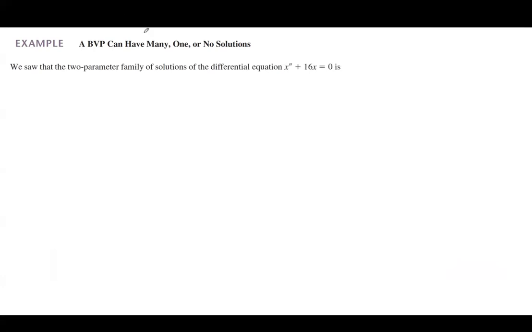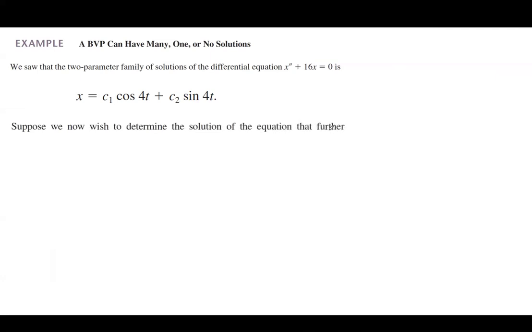We saw that the two-parameter family of solutions of the differential equation, the second derivative of x plus 16x equals 0, is of the form x equals c1 cosine 4t plus c2 sine 4t. You can again take the first derivative and the second derivative of this function, plug that in here, plus 16x. After simplification, it is equal to 0. Suppose we want to check the solution of the differential equation that further satisfies the boundary conditions x at 0 is 0 and x at pi over 2 is equal to 0.